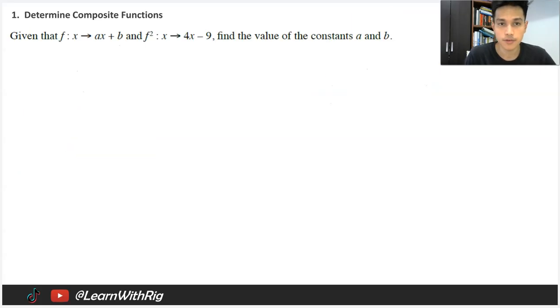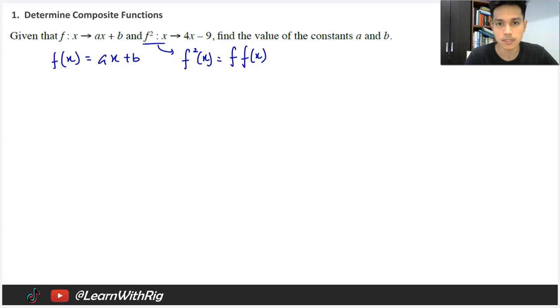Given that fx is equal to ax plus b and f square x is equal to 4x minus 9, find the value of constants a and b. They have given you the basic function, which is fx equals ax plus b. So what is f square x? It represents ffx.